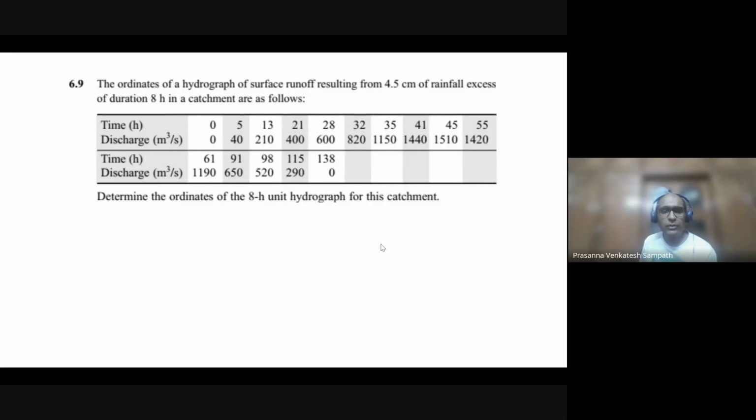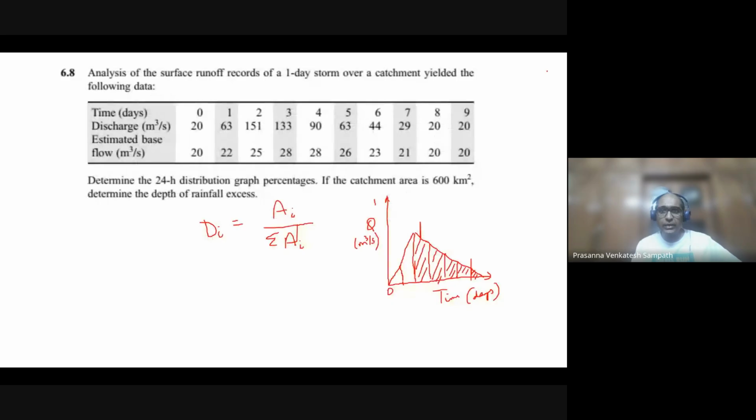We started off last lecture with some discussion on problems relating to distribution graphs, and we continued with a few other general unit hydrograph problems. So just a quick recap of the distribution graph idea.